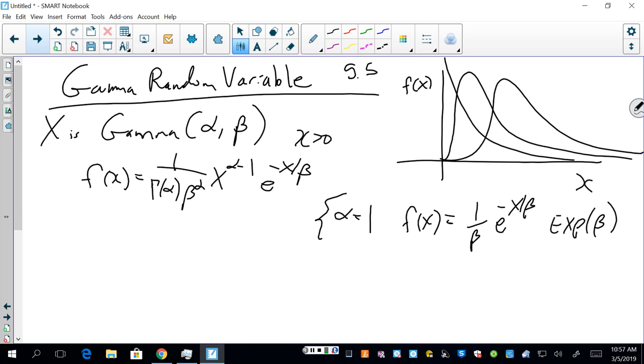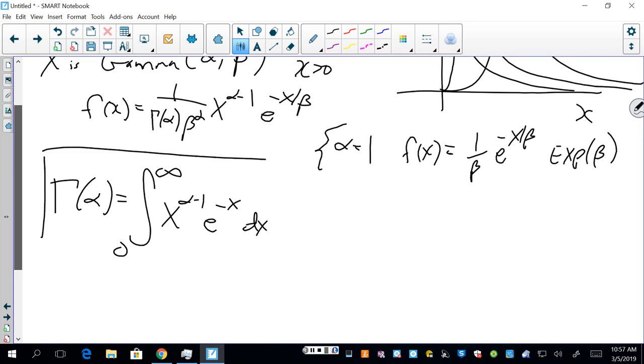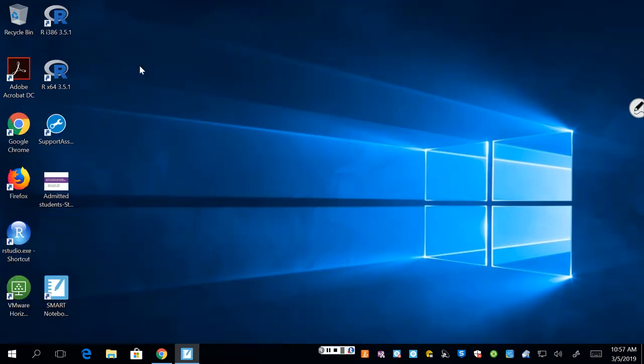So what is this gamma function? The gamma of alpha is a mathematical function. It's defined as an integral from 0 to infinity of x to the alpha minus 1 e to the negative x dx. That's how the gamma is defined. So for every value of alpha, it's a number. There's actually functions in R and probably in a lot of other computer programs like Maple to compute this.